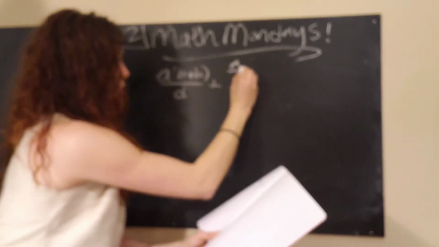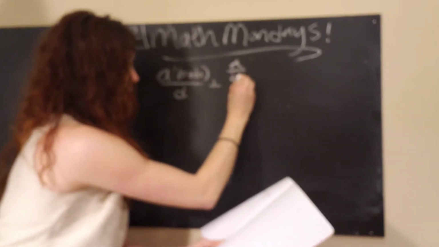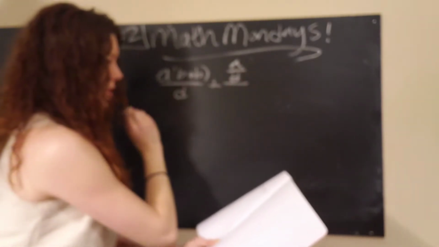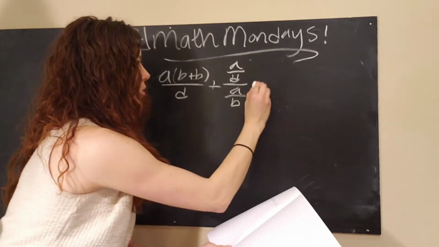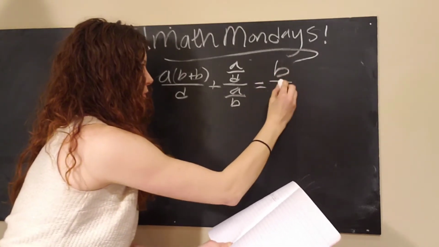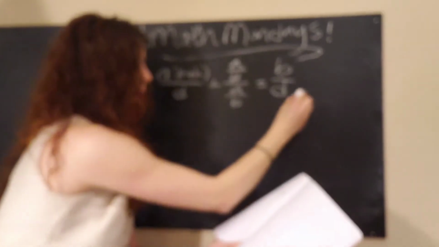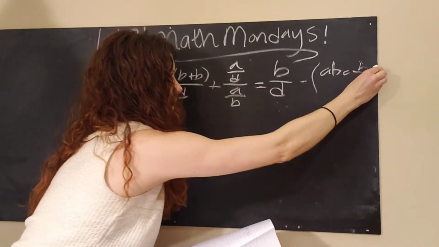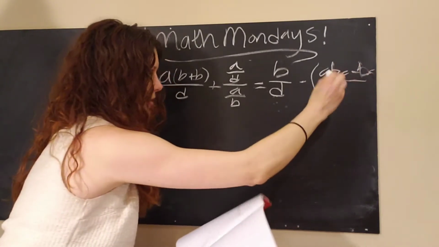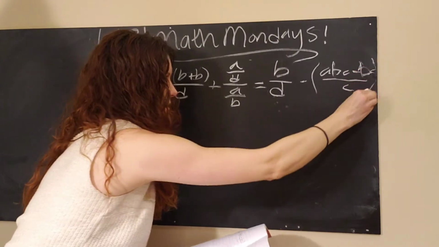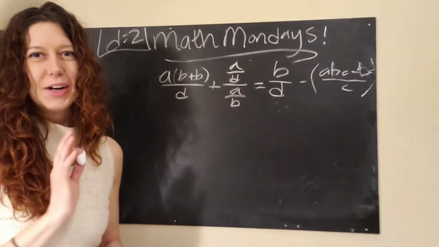Plus A over D, not B, divided by A over B equals B over D minus... I can't reach. Oh my gosh, that's a B. That's a B right there. Okay. Oh, barely made it.